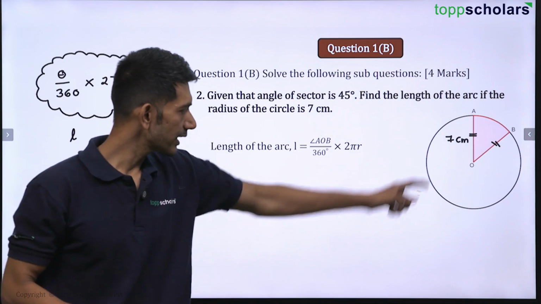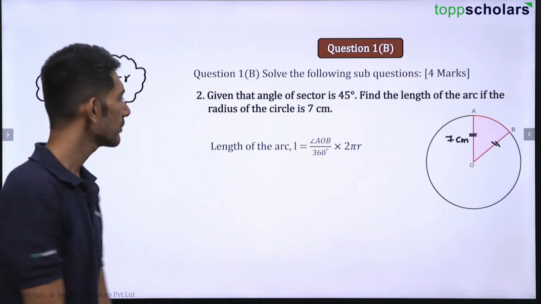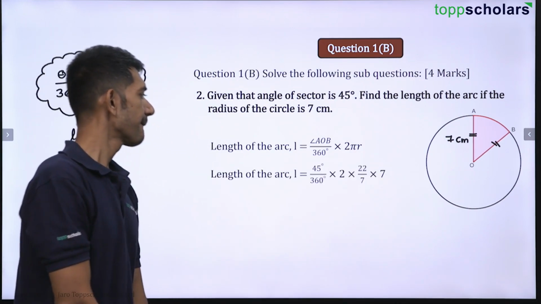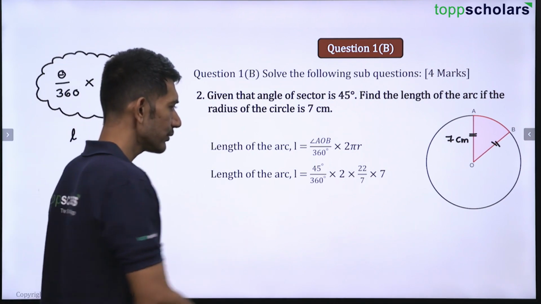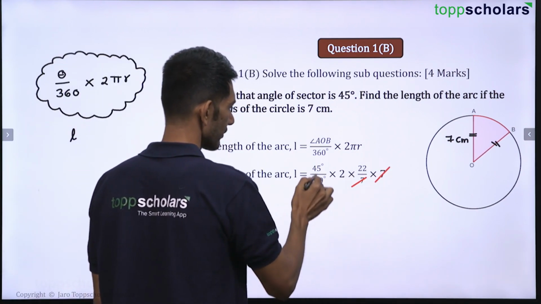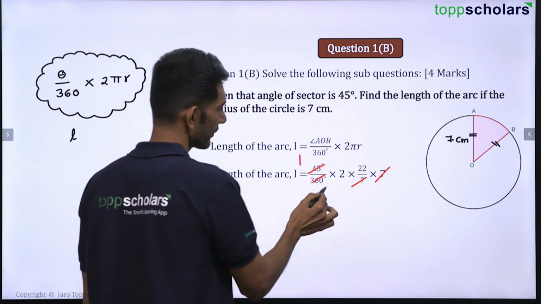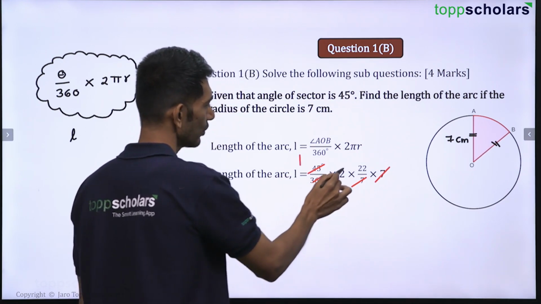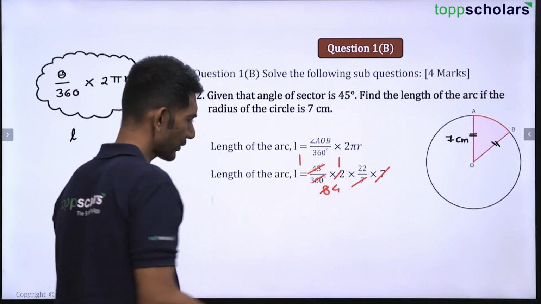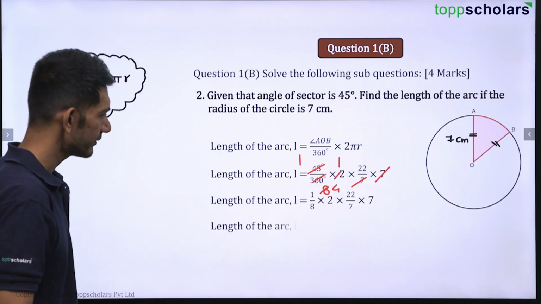But what is theta? Theta is 45. So 45 by 360 multiplied by 2 pi r. So that's it. You put the values. You cancel: 45 ones are 45, 45 eights are 360, and then 2 ones are 2, 2 fours are 8. Anyways, you can solve this further. Okay, they have solved it here.